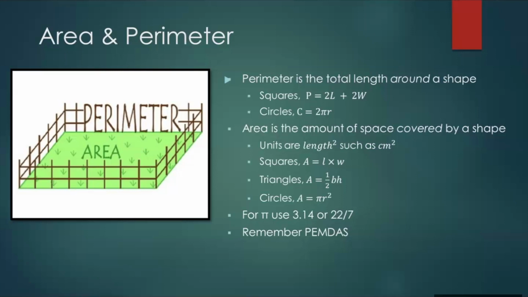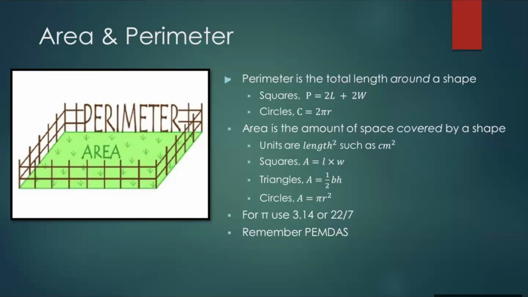So let's say our base was 1 centimeter. Our height was 2 centimeters. All right. We would do 1/2 times 1 times 2. So that would give us 1/2 times 2, which is just 2 over 2, which is equal to 1. So 1 centimeter squared would be the area of that triangle.